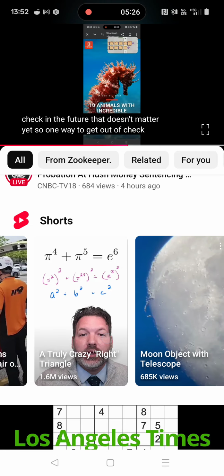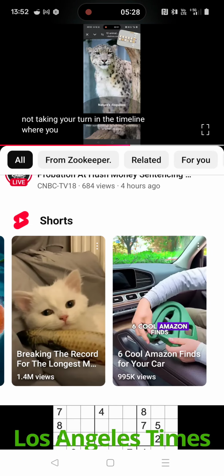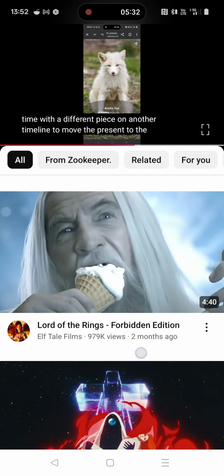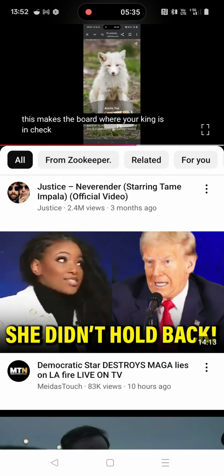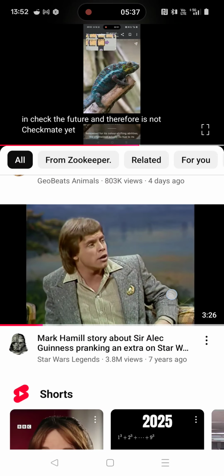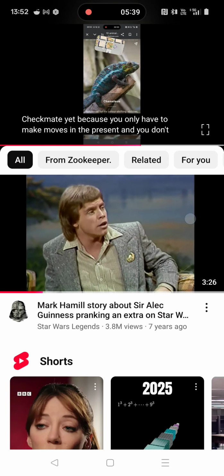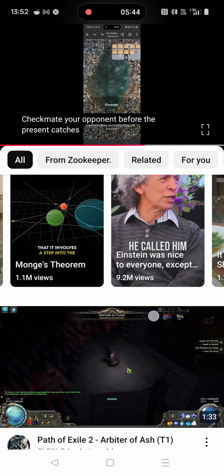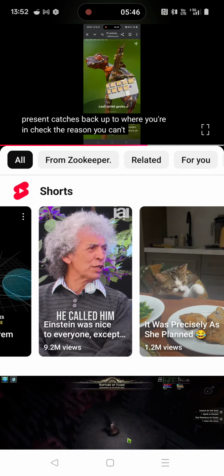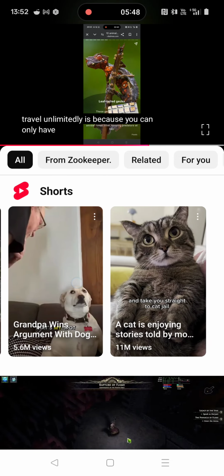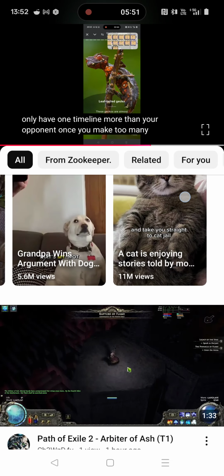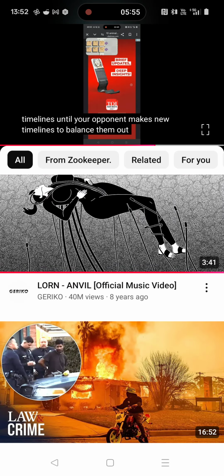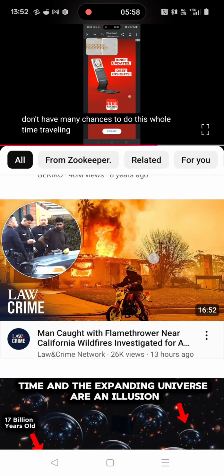So one way to get out of check is by not taking your turn in the timeline where you are checked and moving back in time with a different piece on another timeline to move the present to the past. This makes the board where your king is in check the future and therefore is not checkmate yet because you only have to make moves in the present and you don't have to take a move there yet. This is called stalling because you need to checkmate your opponent before the present catches back up to where you're in check. The reason you can't time travel unlimitedly is because you can only have one timeline more than your opponent. Once you make too many timelines, they will not be active timelines until your opponent makes new timelines to balance them out. So you don't have many chances to do this whole time traveling out of check thing.